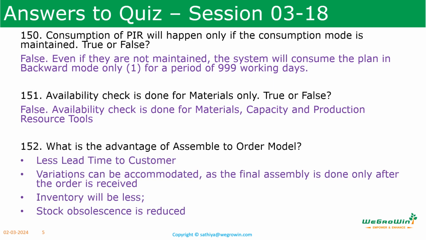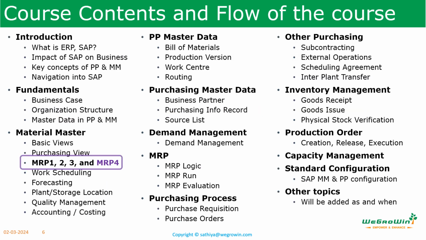What is the advantage of assemble to order model? The advantages are it leads to less lead time to the customer. The variations can be accommodated as the final assembly is done only after the order is received. Inventory is less and also the stock obsolescence is reduced. These are the advantages of the assemble to order model.